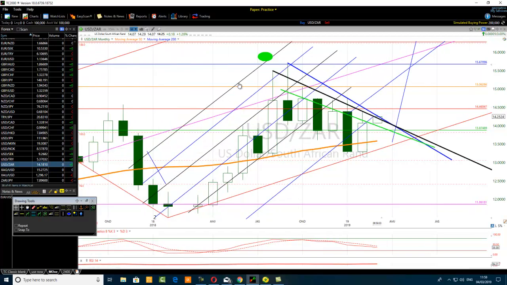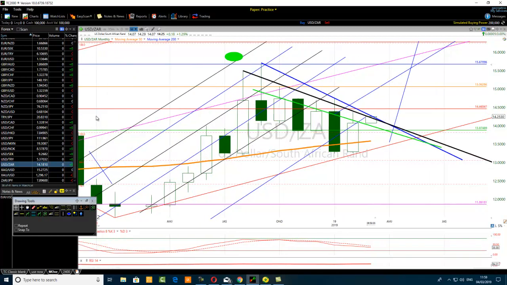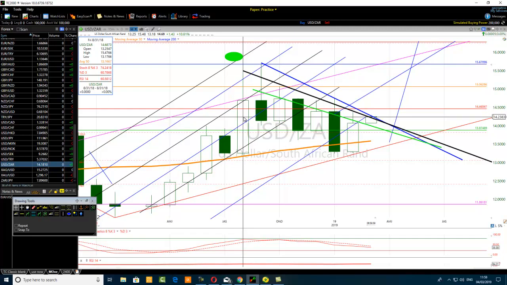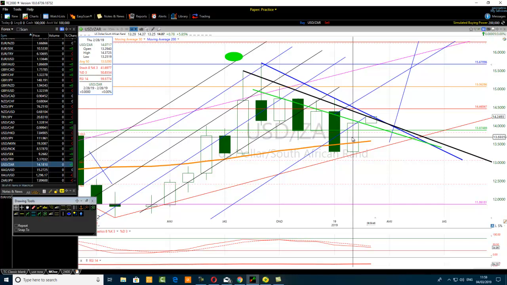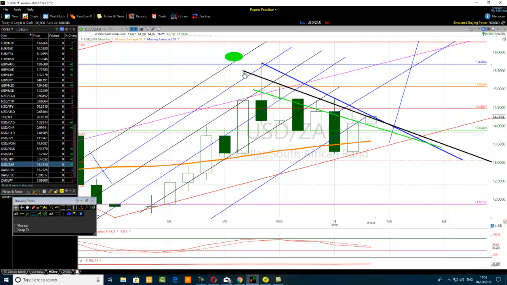How did you draw the black trend line? Very good question. Connect the high of August 2018 and also the high of February 2019. All right. With those two highs, we draw our black trend line.